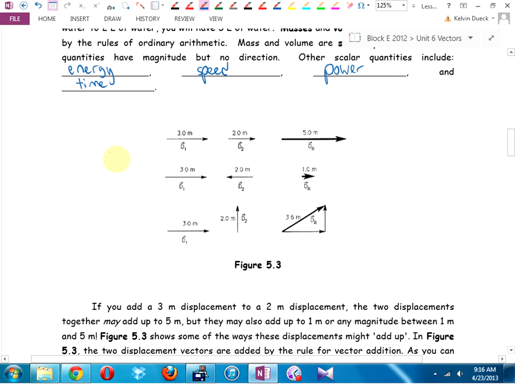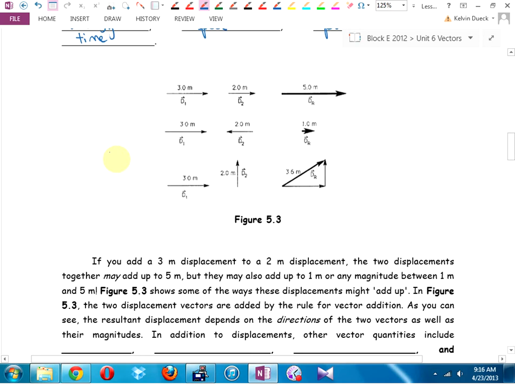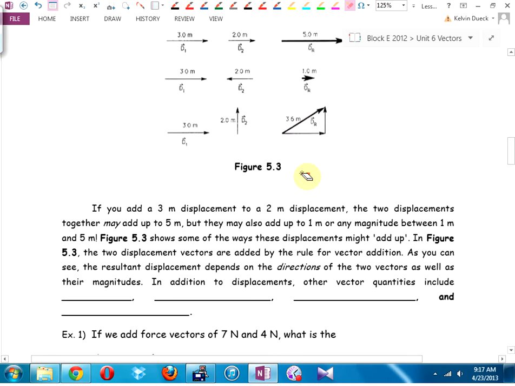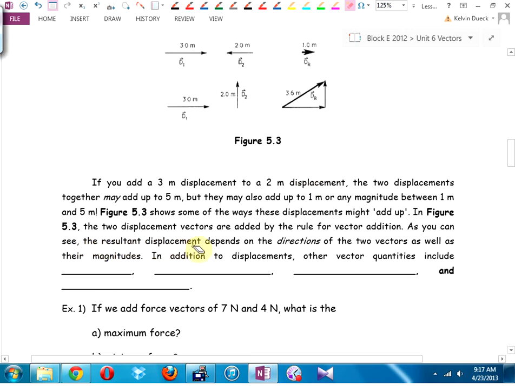However, 3 kilograms plus 2 kilograms is 5 kilograms. If you add a 3 meter displacement to a 2 meter displacement, you might get 5 as an answer: 3 to the right plus 2 to the right is 5 to the right. You might get 1 as an answer: 3 to the right plus 2 to the left is 1 to the right. Or you could get something in between: 3 right and then 2 up would be about 3.6 up at an angle. As you can see, the resultant displacement depends on the directions of the two vectors as well as their magnitudes.